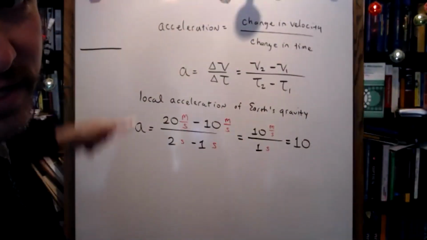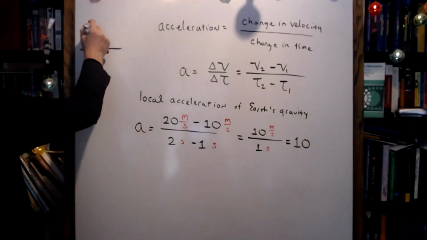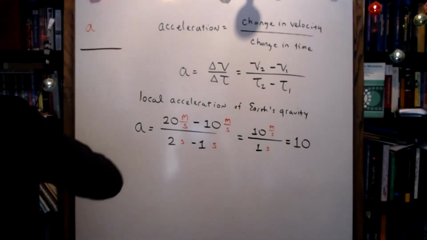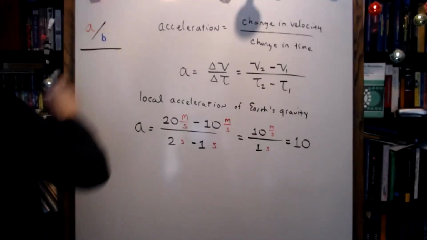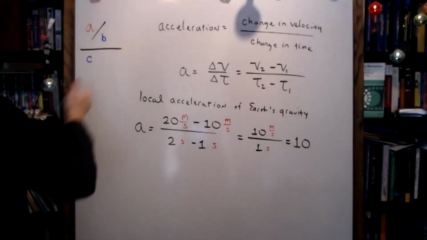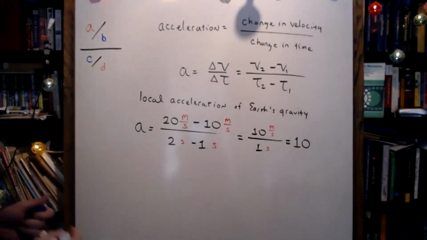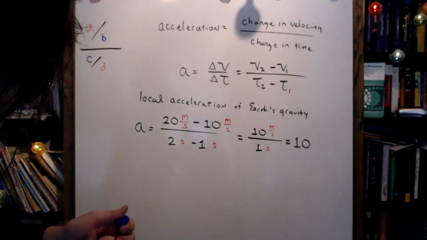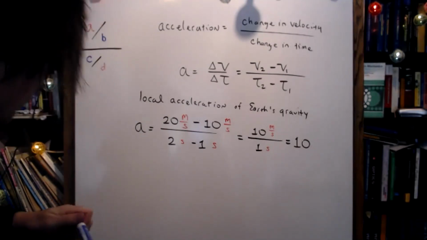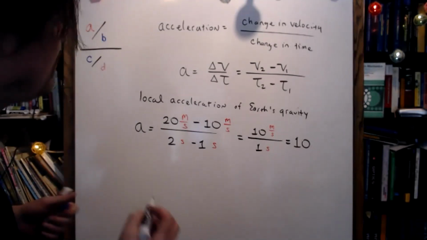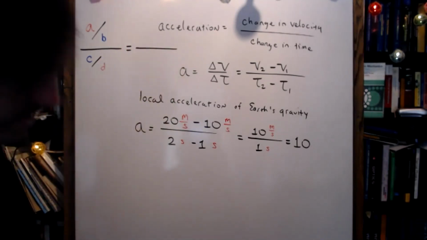Let's see if we can handle a situation where you have fractions within fractions. So let's say, we'll make it symbolic, you had A divided by B, and then you're going to divide that by C divided by D. This situation actually comes up all the time. The goal here is to reduce this to a simplified fraction where we have some letters on the top and some letters on the bottom.